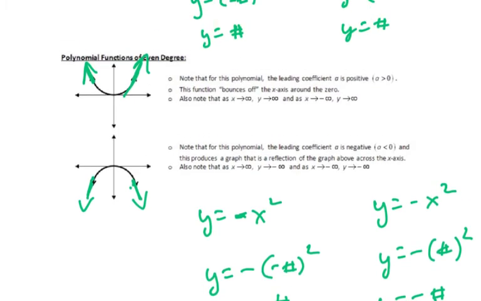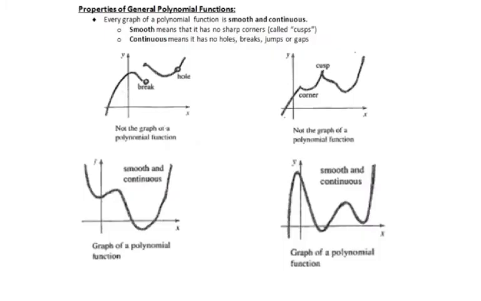The other thing that's important here is to realize this function bounces off the x-axis. So what do I mean by that? It means it hits the x-axis. Anything that's even doesn't cut through. It hits and it bounces. Okay, so, properties of general polynomial functions.